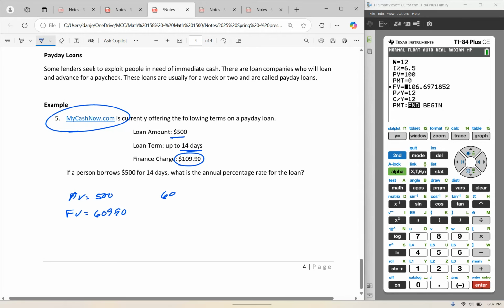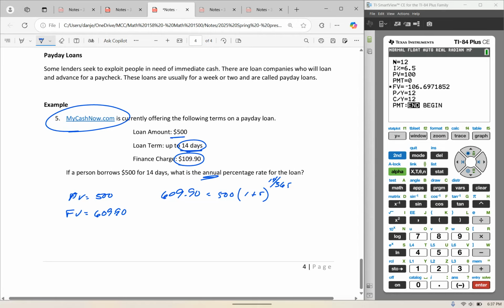So my future value is $609.90 for a $500 investment, 1 plus R, and we're doing annual, so our N is 1, to the T. Now, how many years are we investing this? Well, that's 14 days. So my exponent here, my T, is going to be 14 over 365. I can do this with the formula. I can use my TVM solver.